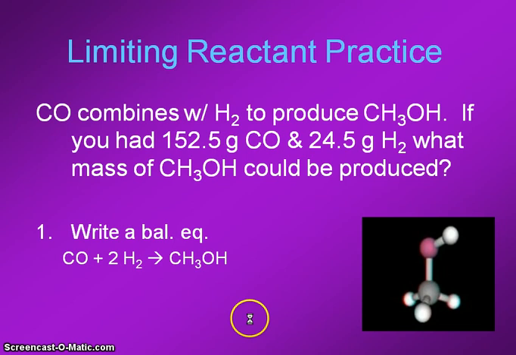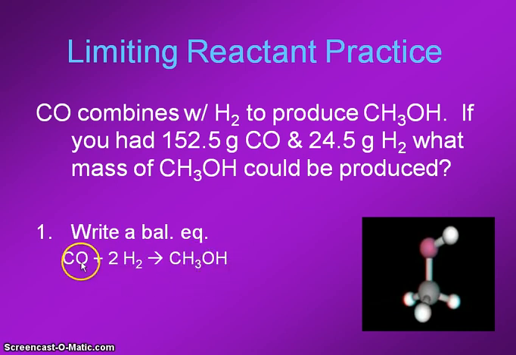So now we're just going to add chemical names instead of cheese and bread. For this one, it says carbon monoxide combines with hydrogen to produce CH3OH. If you had 152 grams of CO and 24 grams of H2, what mass of CH3OH could be produced? So we need to write out a balanced equation first, since that wasn't given. So we have carbon monoxide combining with hydrogen, and CH3OH is our product.